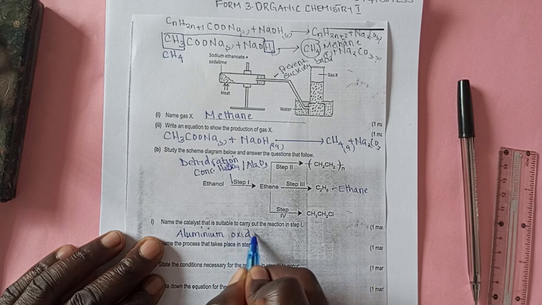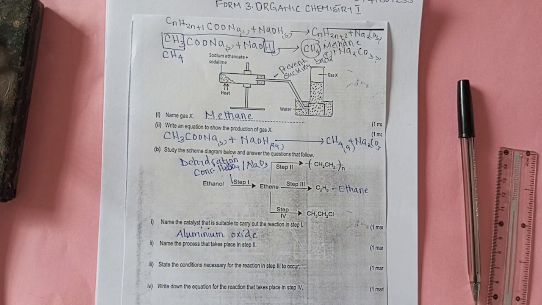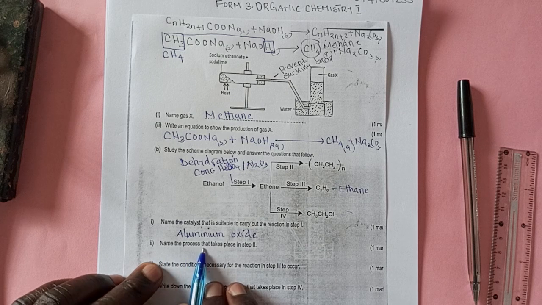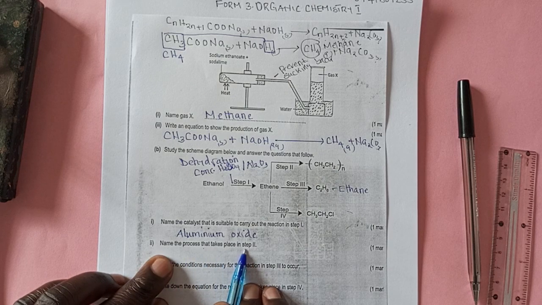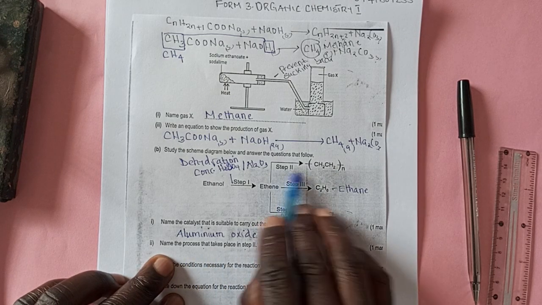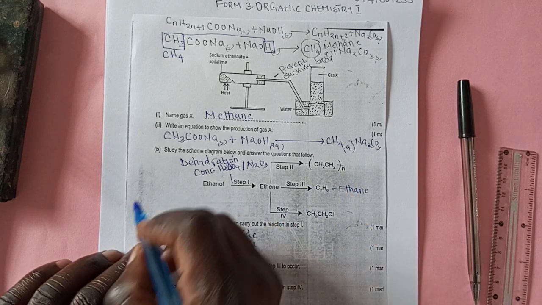Aluminium, so you can have this one as aluminium oxide. Name the process that takes place in step two. Step two we have here.